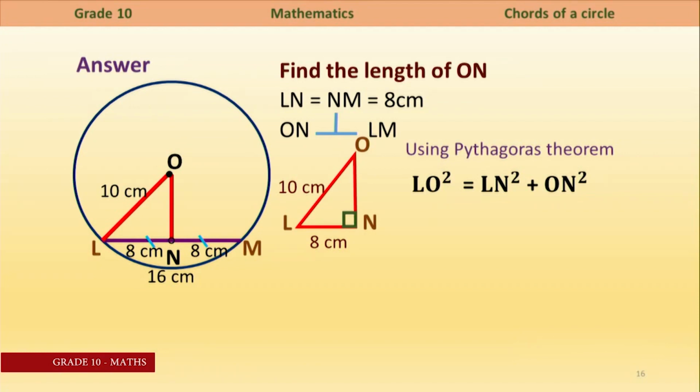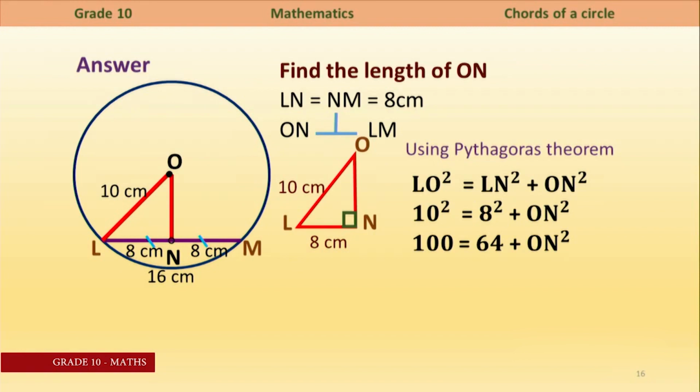We know LO and LN also we know. We should find ON. Let's substitute the values we know. LO is 10 and LN is 8 and ON we don't know. We are going to find that. 10 squared is 100, 8 squared is 64. Then we have to make ON the subject. First, we have to make ON squared the subject. Then ON squared equals 100 minus 64. Then you have 36. ON squared is 36.